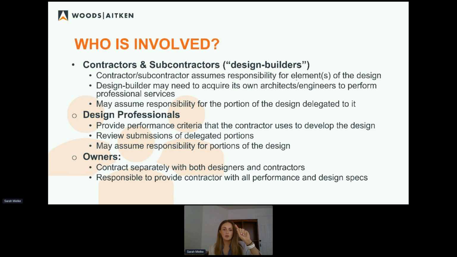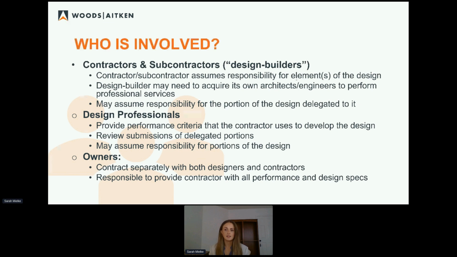But what you'll see is the owner has a contract with their own design professional and then a contract with the contractor. The contractor or subcontractor, known as design builder, will assume responsibility for the elements of the design that are delegated to it. The design builder may need to, like I said, acquire their own architect or engineer to perform the professional services involved in that element of delegated design. They may assume responsibility for portions of the design. The type of responsibility they assume is going to differ from case to case.